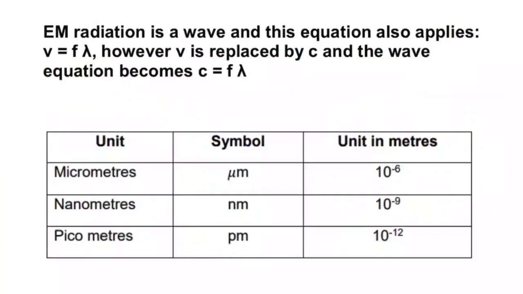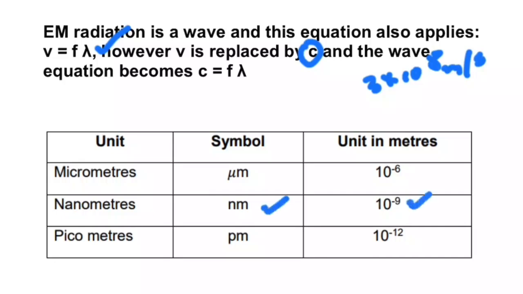Let's carry on. The wave equation also applies here. We have the velocity being equal to the frequency multiplied by the wavelength. But the difference is that the velocity is replaced by c, which is the speed of light. c is usually referred to as the speed of light, being 3 times 10 to the power 8 meters per second. Right, and let's talk about those units. Like I've already said, nanometers is 10 to the minus 9 meters.